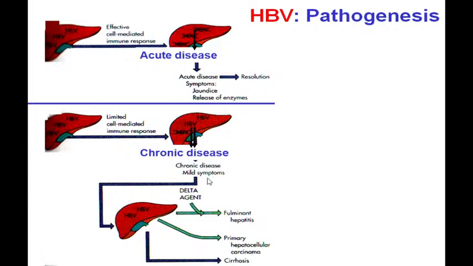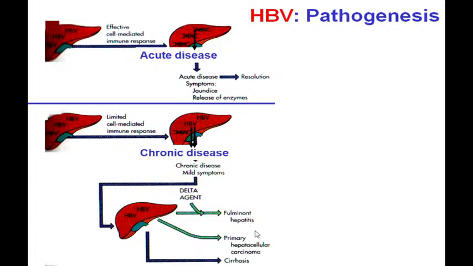So then we mentioned that delta agent or hepatitis D virus cannot cause disease alone. It usually causes disease along with the hepatitis B virus. So it may cause co-infection when these two viruses travel together, or super-infection when hepatitis D comes over the patient with already established hepatitis B infection.